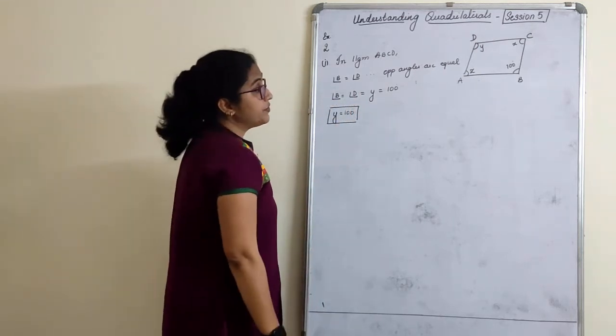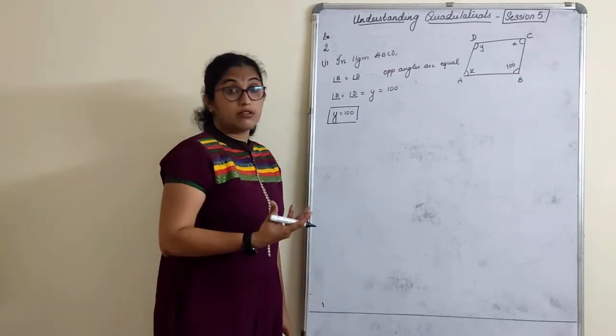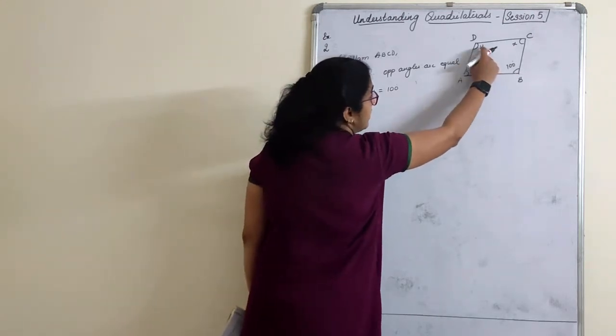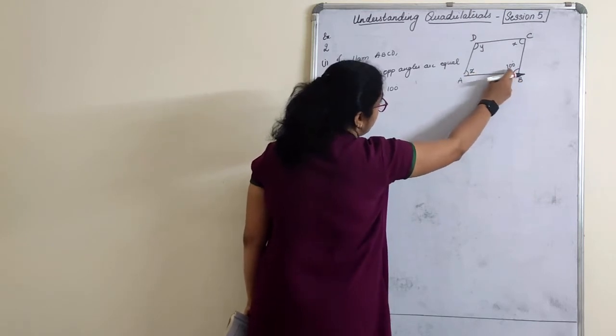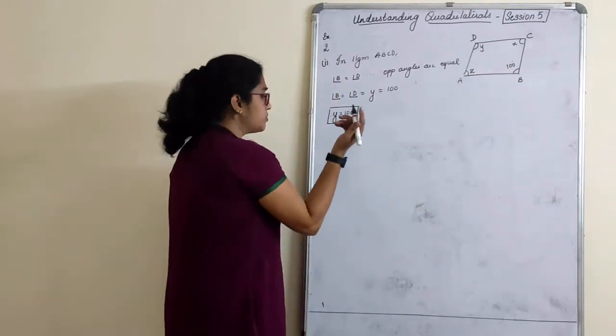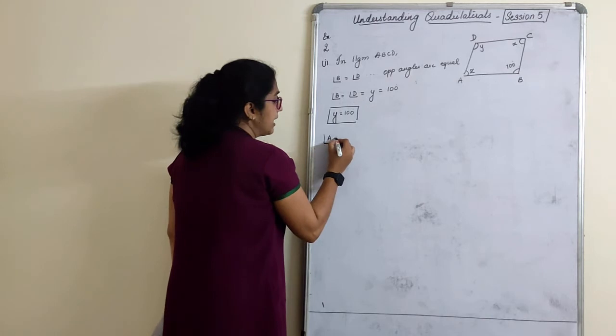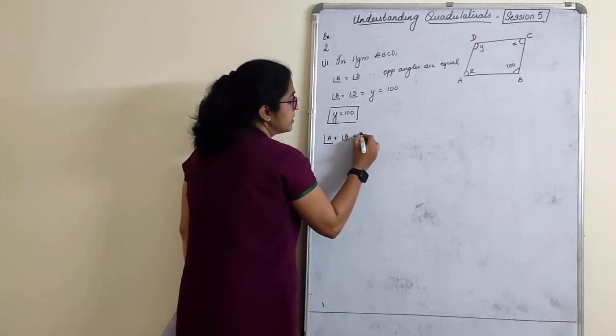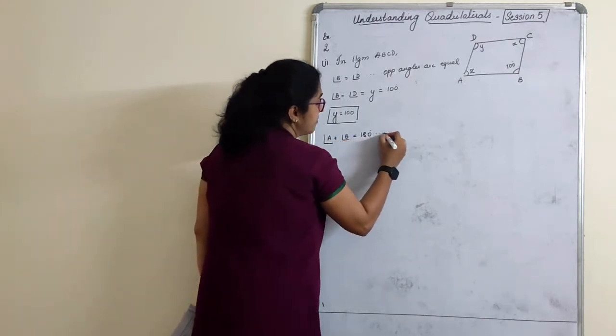Okay, we found out the first one. Next, we can use the consecutive angle rule. Either we can say Y plus Z is 180 or 100 plus Z is 180. Anything can be used. Let's write angle A plus angle B is equal to 180 degree.